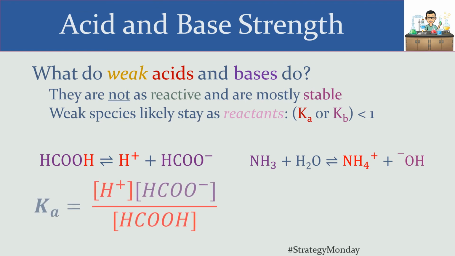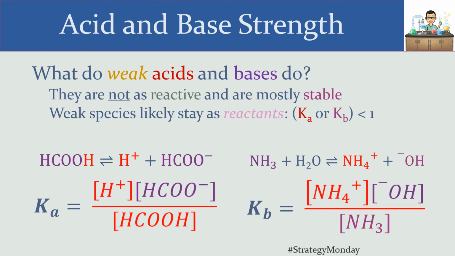So when I take a look at the Ka and the Kb expressions for both formic acid and for ammonia respectively, I'm going to end up with a considerable amount of reactant in each of these cases. So a bunch of formic acid is going to get left behind. A bunch of ammonia is going to get left behind. And so these Ka and Kb values are going to be less than 1. And that is the hallmark of a weak acid and a weak base.